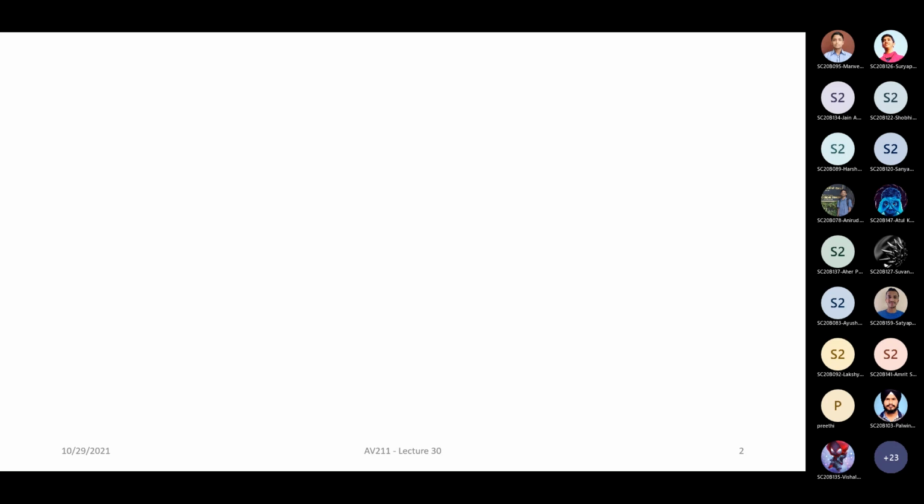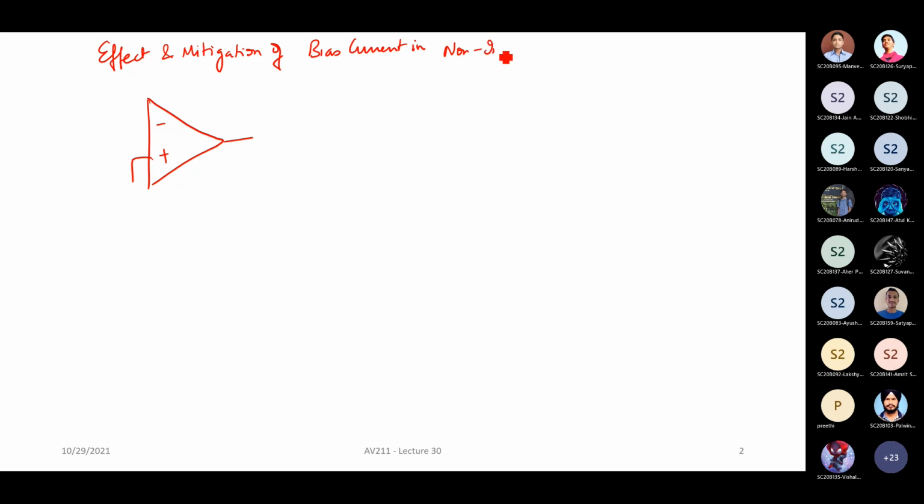Now today I want to start off with a very important aspect of a circuit that we have already seen, for example, the non-inverting amplifier. Let me call it the effect and mitigation of bias current in non-inverting amplifiers.